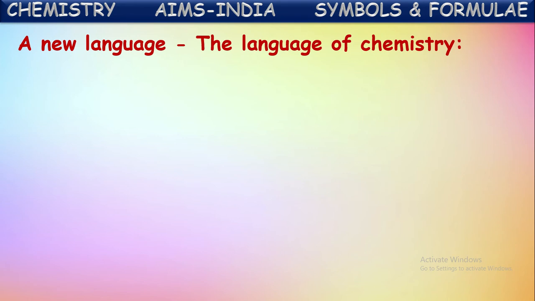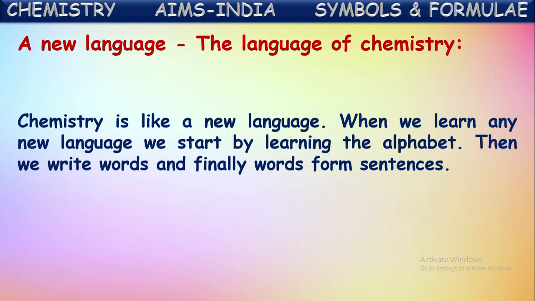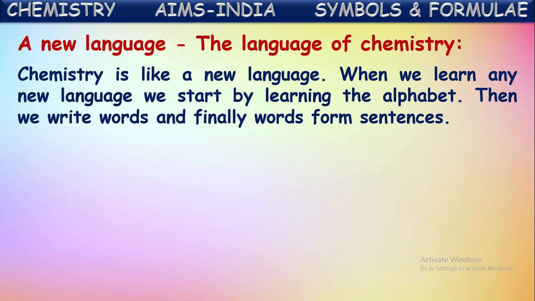The language of chemistry is known as a new language. Chemistry has its own language. Suppose you are learning any new language, how do you start? Suppose you are starting to learn English. First, we start with those 26 alphabets. Then we write words by using these alphabets, composing two, three letters together.